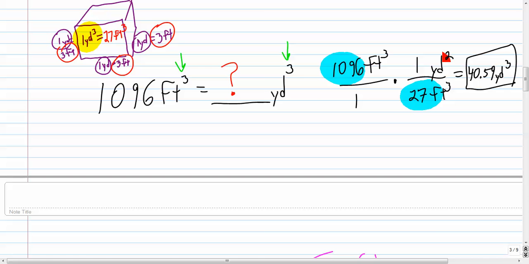So just one last time, let me say it. When you see this feet cubed or yards cubed, no, you don't have to cube your answer or take the cube root of your answer or anything. It's just part of the problem. It's just a conversion factor. It's just the unit that goes with the number.